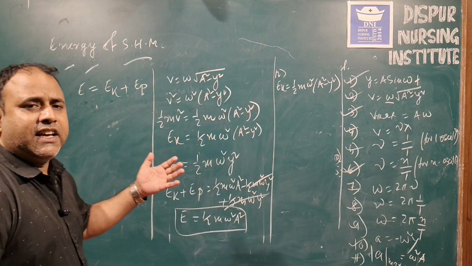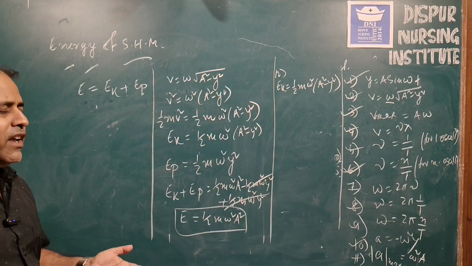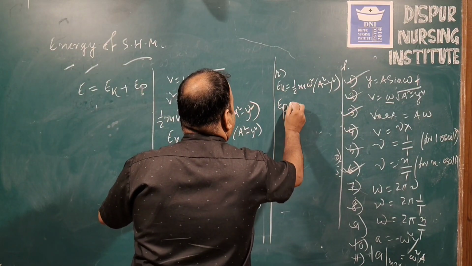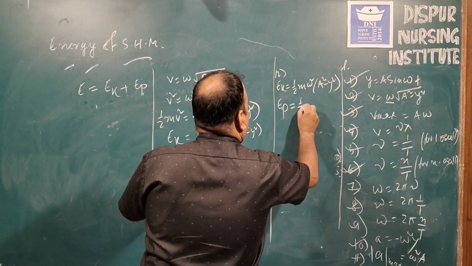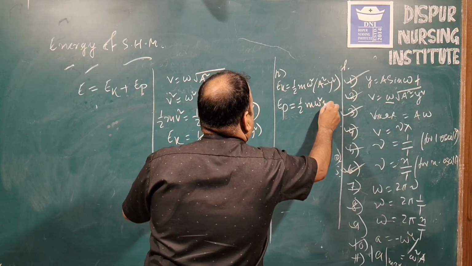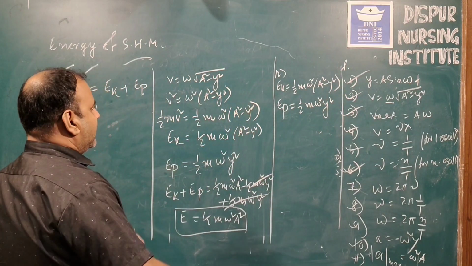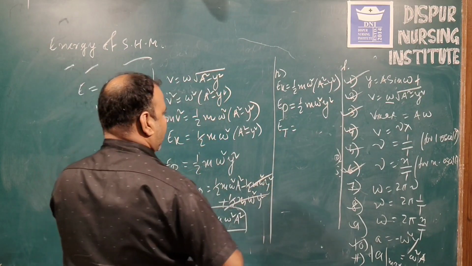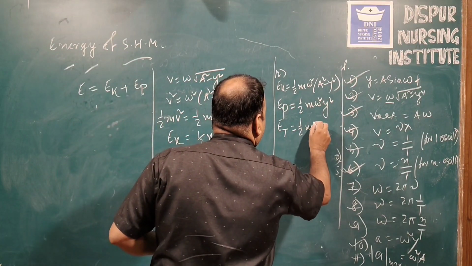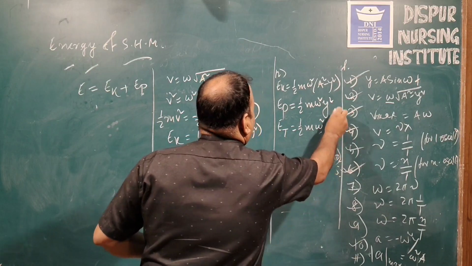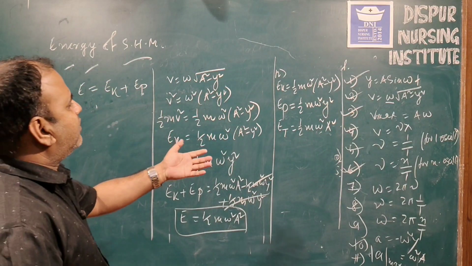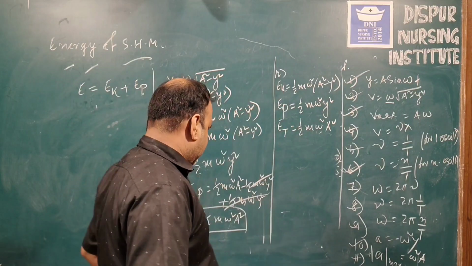So we are getting three types of formula here in case of simple harmonic motion. One is potential energy, one is kinetic energy. Potential energy will be half m omega square y square. And when we are talking about the total energy, we can write half m omega square a square. So this is called total energy. In this way we can easily calculate the value of potential energy and kinetic energy.